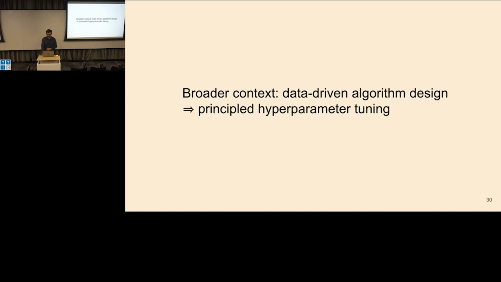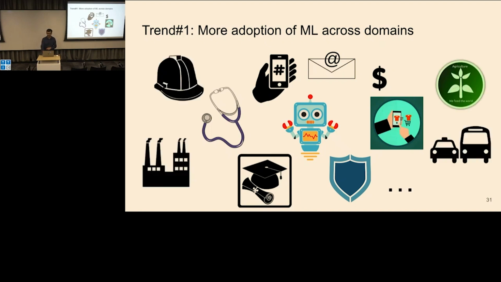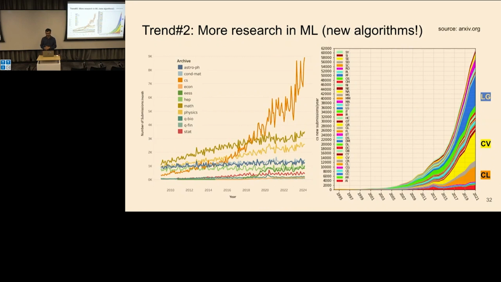I'll start with some motivation for why we care about data-driven algorithm design. Especially in machine learning, you have so many new applications across domains popping up. More and more people are adopting machine learning, and new applications show up every day. At the same time, there's also an explosion in research in machine learning. This is a slide I've used several times, but I like it so much that I repeat it in every presentation. You see the growth in CS publications on arXiv overtaking math over the last few years.